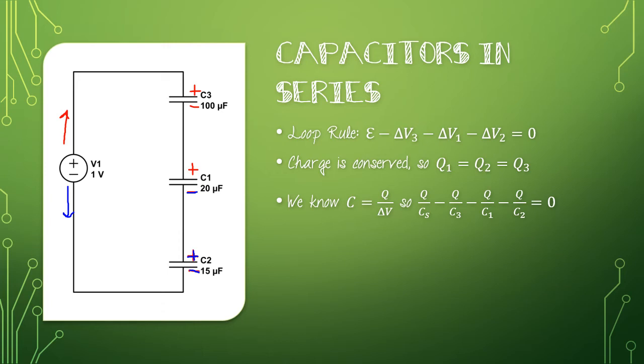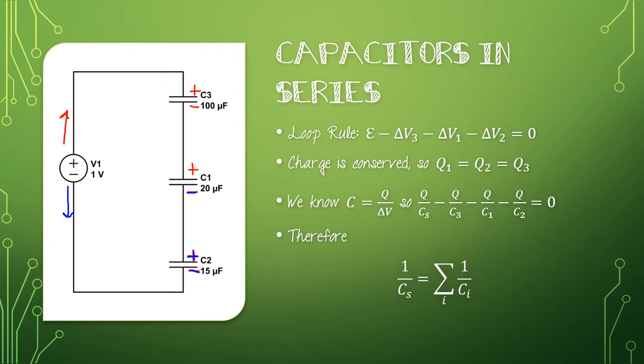So then the potential difference across C3 would be the charge on C3 divided by C3, so on and so forth. I didn't put subscripts on the Q's since I know that they're all the same, and in the end factor out. So my general equation says that 1 over the equivalent capacitance in series is equal to the sum of 1 over Ci.